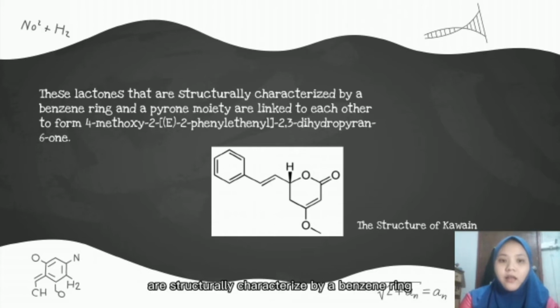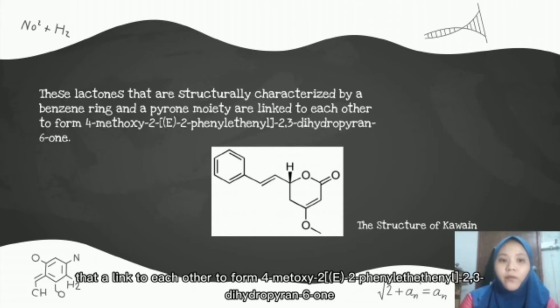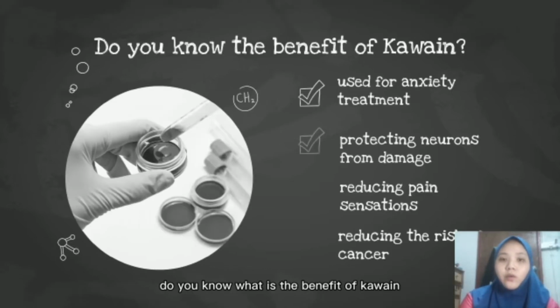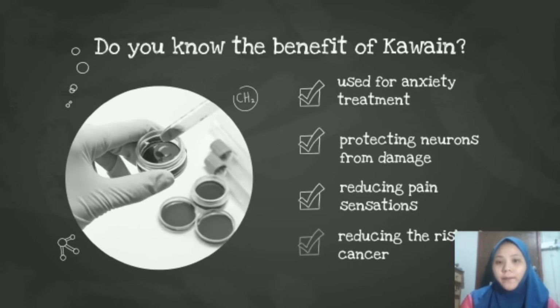These lactones are structurally characterized by a benzene ring and a pyrone moiety that are linked to each other to form 4-methoxy-2-E-2-phenylethynyl-2,3-dihydropyron-6-one. Do you know what the benefit of Kawain is? Kawain is used for anxiety treatment, protecting neurons from damage, reducing pain sensation, and reducing the risk of cancer.